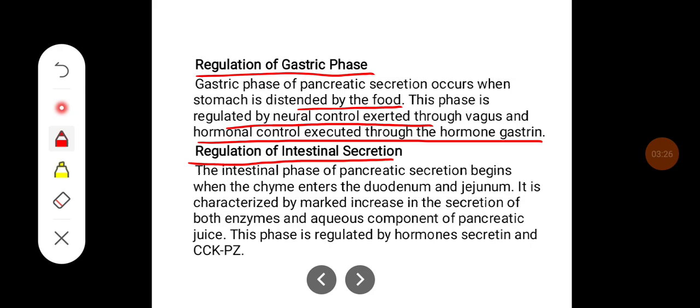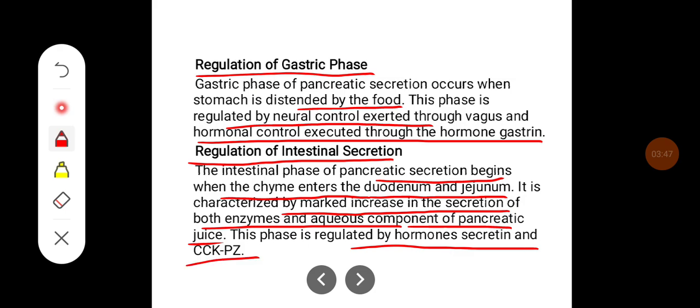Regulation of intestinal phase. The intestinal phase of pancreatic secretion begins when chyme enters into the duodenum and jejunum. It is characterized by marked increase in the secretion of both the enzymes and aqueous component of pancreatic juice. This phase is regulated by hormones secretin and CCK-PZ.